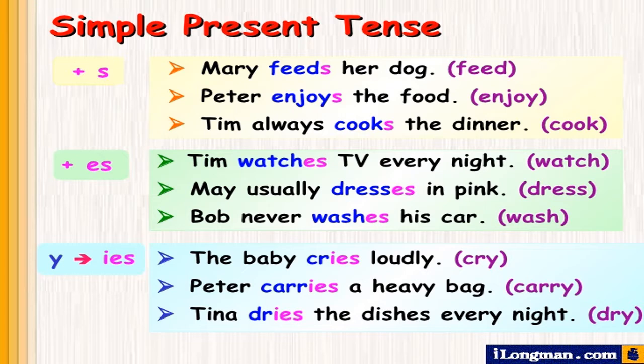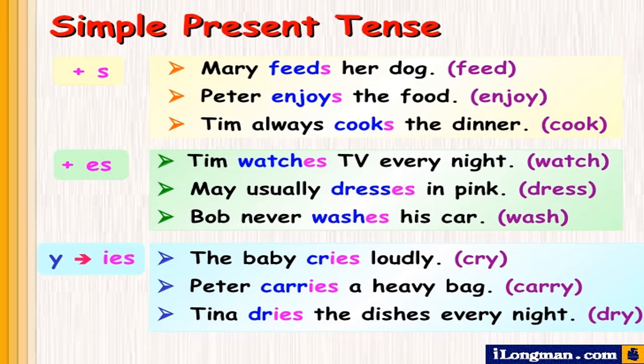Number 3, Bob never washes his car. The main verb here is wash. Wash ends with S and H. So, Bob never. We have also the word never. So, I'm certain that I am in present simple tense. I will put ES at the end of the verb. So, Bob never washes his car.